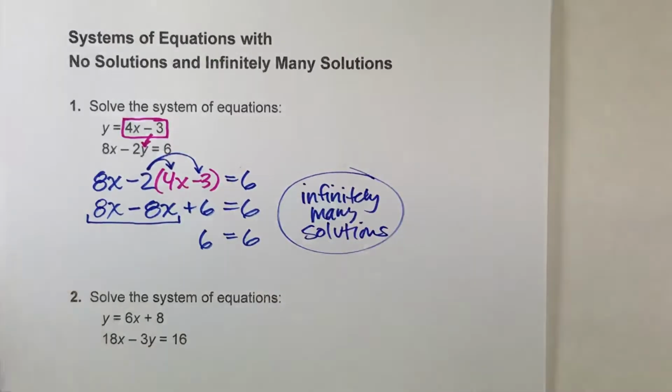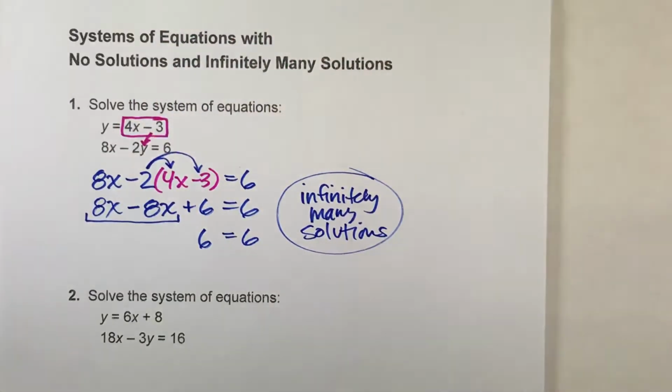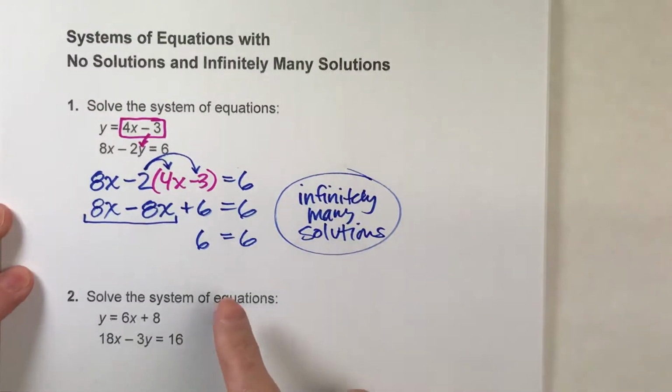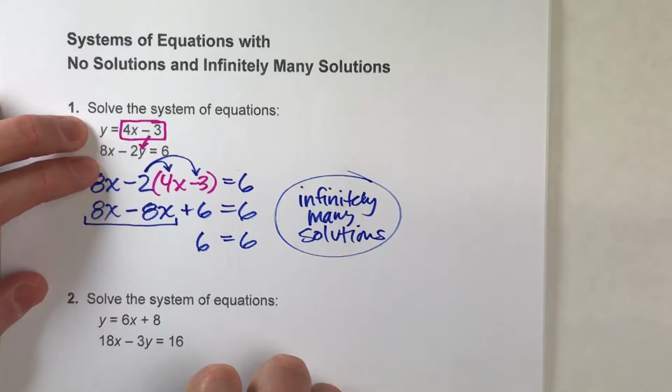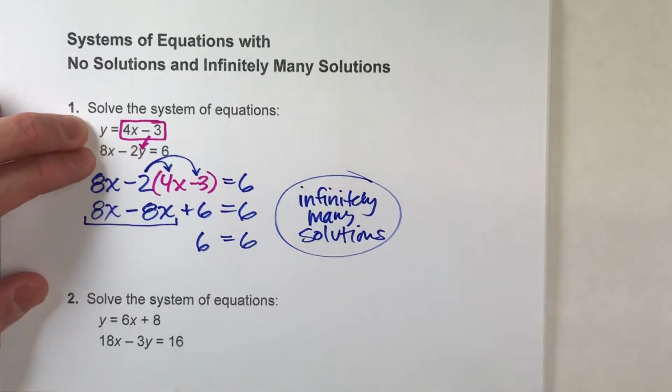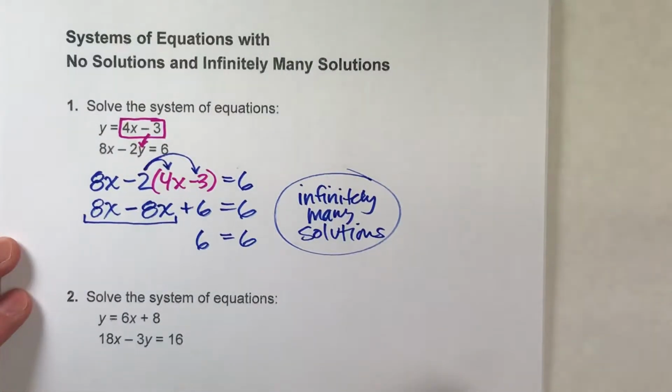All right. In other words, any combination of x and y that works for the first equation will automatically work for the second one. So if you imagine this as a graph, there isn't just one point of intersection with these two lines. The two lines are actually on top of one another. They intersect at every single point on the lines. So there are infinitely many solutions to this.